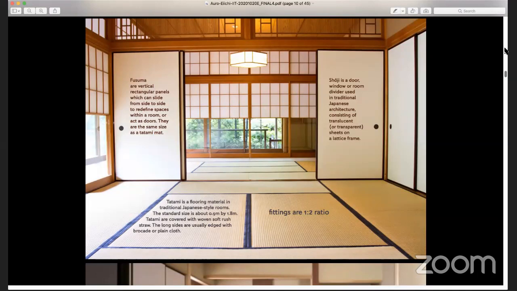So you can see it's a bit more classy, but it's not much different. The tatami mat is a 1-2 ratio. Tatami is a Japanese traditional room flooring, normally made of woven soft rush straw.